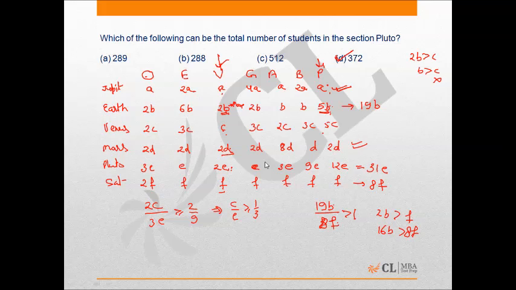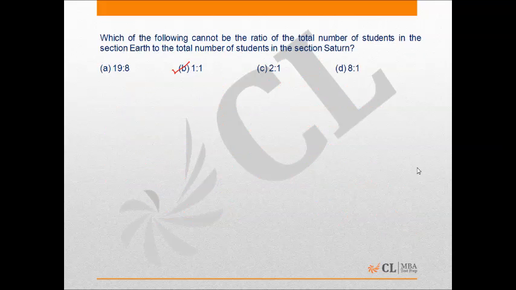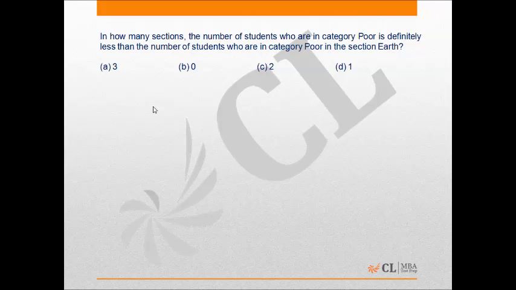And if you check for Saturn, 2B is more than F. If 2B is more than F, 5B is definitely more than F. So third case is Saturn. That means for these three categories, which are Jupiter, Mars and Saturn, it's definitely less than this. So answer is 3, which is option A.